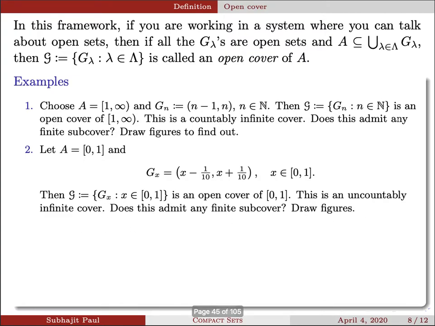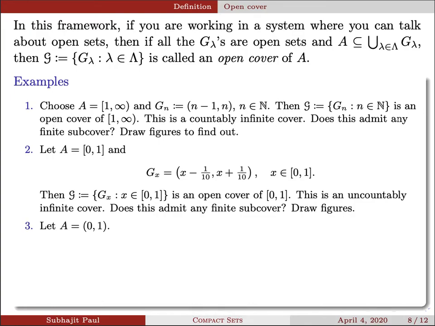Does this admit any finite subcover? Another exercise for you. Try it. These are all easy. If you just draw pictures, it will be very easy for you. Almost immediately you can see whether you can find a finite subcover or not. That will be crystal clear if you draw pictures.